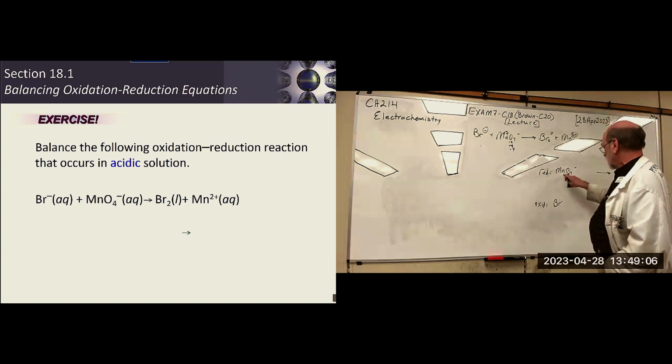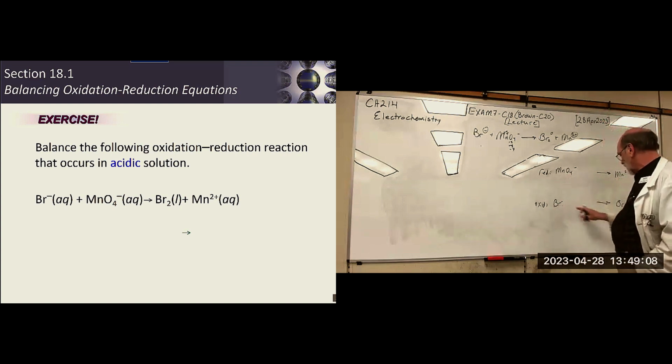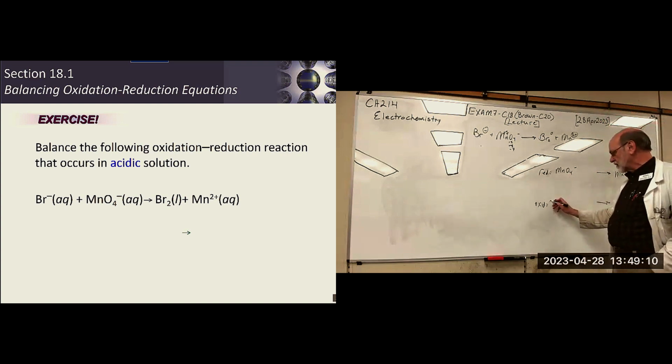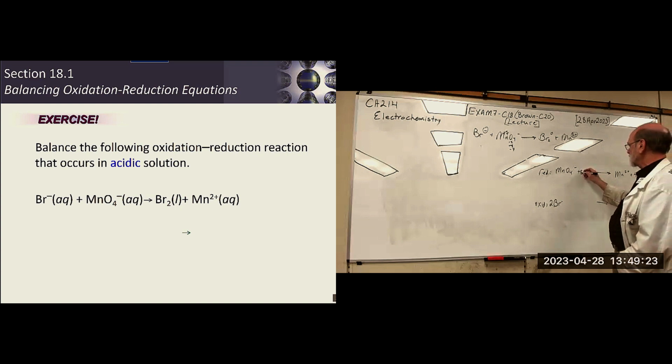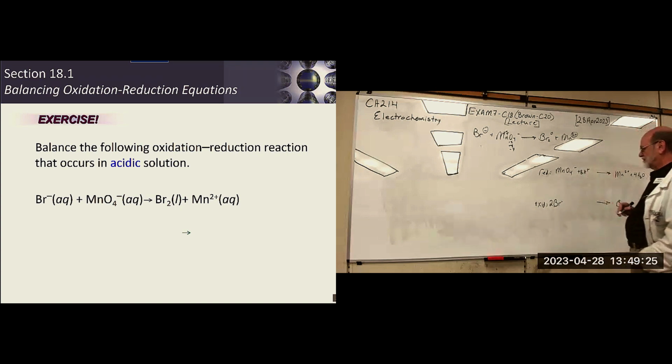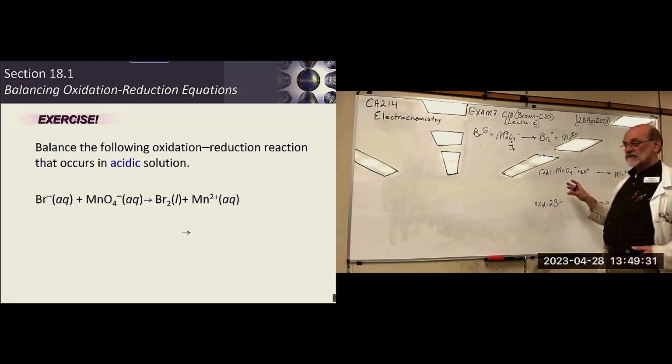Next, we've got 1 manganese, 1 manganese, 1 bromine, 2 bromines. There we go. Now we have 2 bromines. Then we go for the oxygens, right? 4 oxygens there. I need 4 oxygens here, which means 8 hydrogens on this side. Okay. Now, how many electrons were transferred?